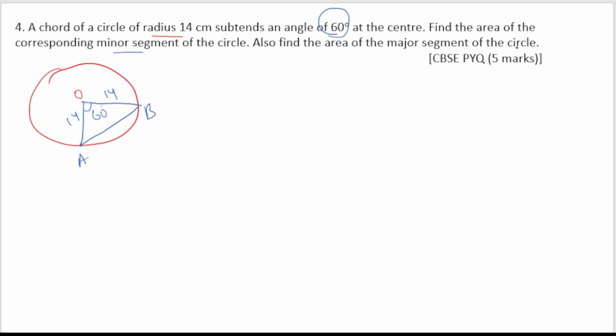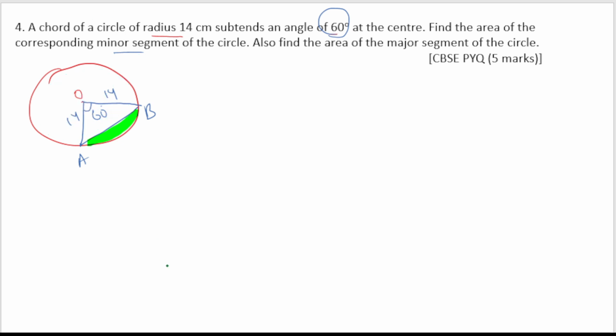Also find the area of the major segment of the circle. So we have to find the minor segment. See, this is the minor segment. Okay. And the rest of the circle is the major segment. This full part is the major segment. Okay. Now we have to find the area of the minor segment.